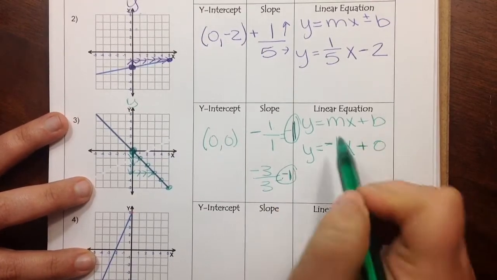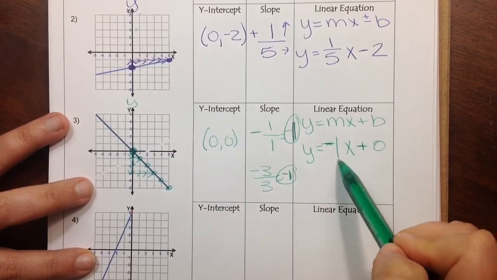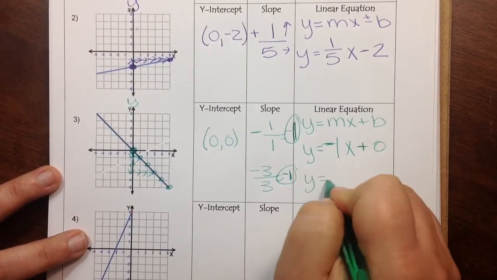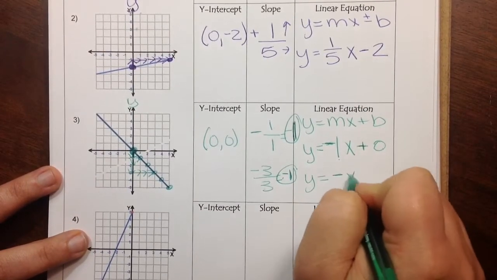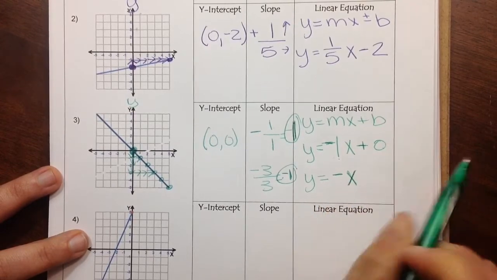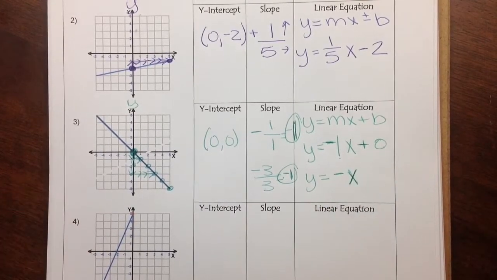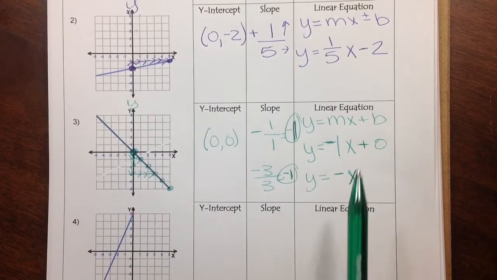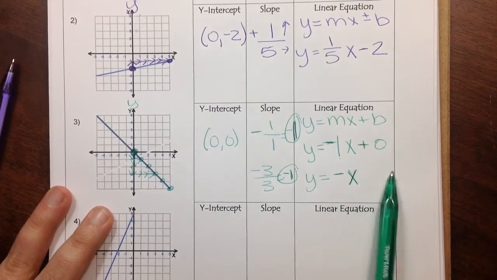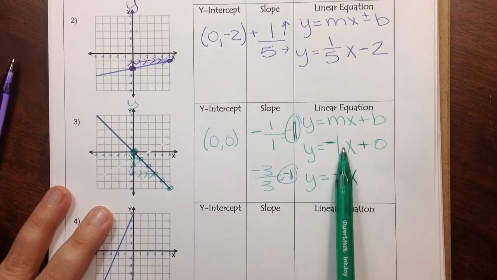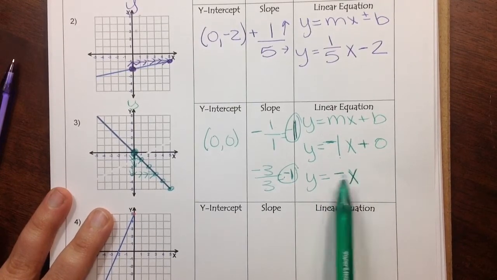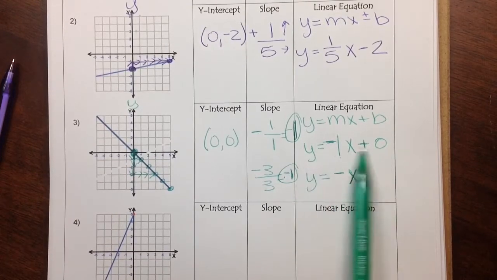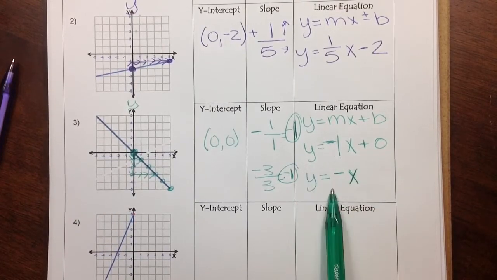Now, on a test, you wouldn't see the 1 here or the 0 here. You would actually see y equals negative x. We're not going to ever say I ate a piece of pizza plus 0 desserts. You wouldn't say that. You would just say I ate a piece of pizza. So that 0 drops off. And if it's negative 1x, it's the same thing as a negative x. So this is correct, but on a test you would see it like this.